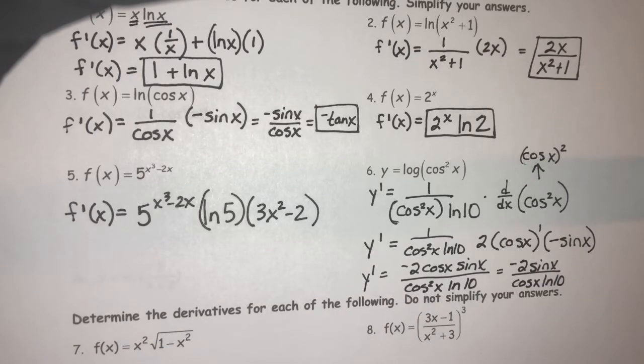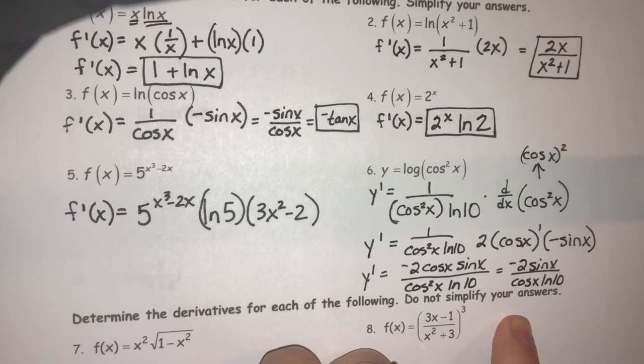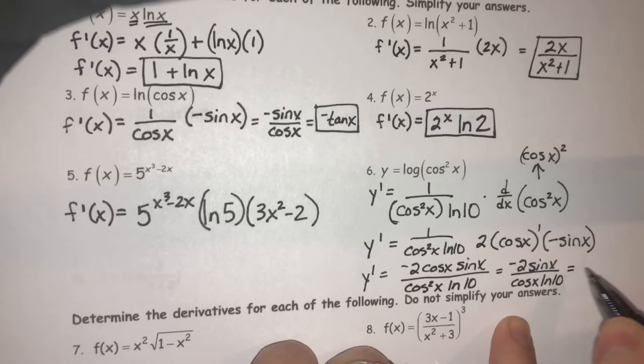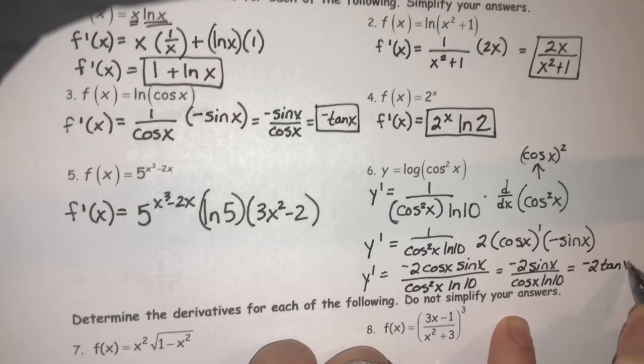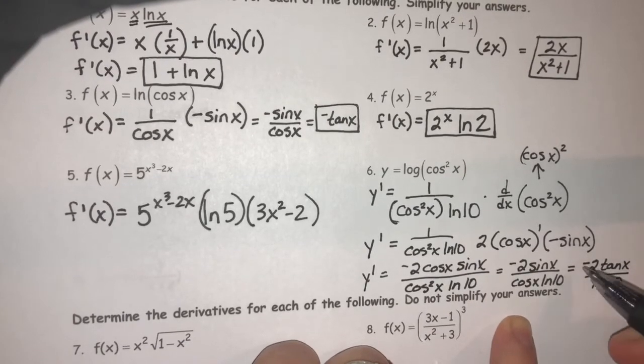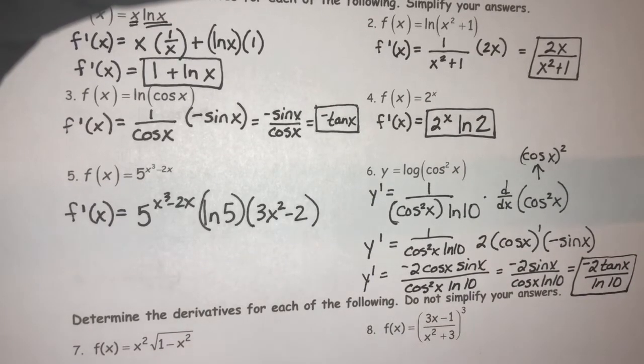And now if you take sine over cosine, just like we talked about in problem 3 above, that is equal to the tangent. So we could simplify it a little bit more, saying negative 2 tangent of x over the natural log of 10. And then that is as simplified as it can go. We're done. How exciting.